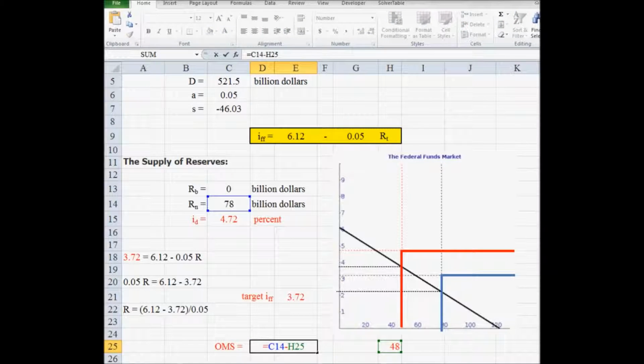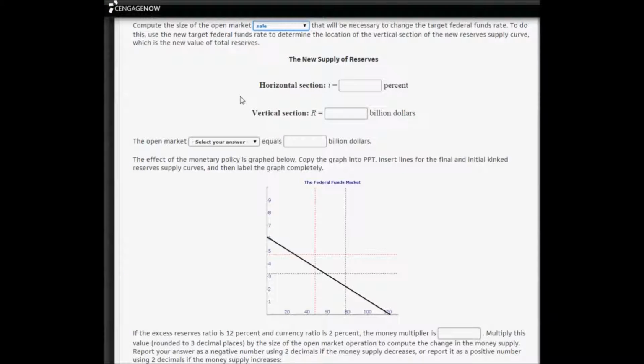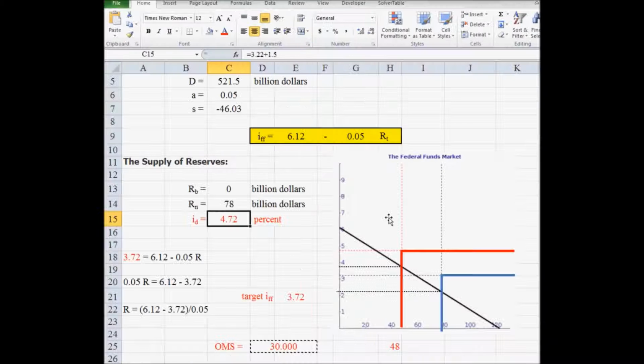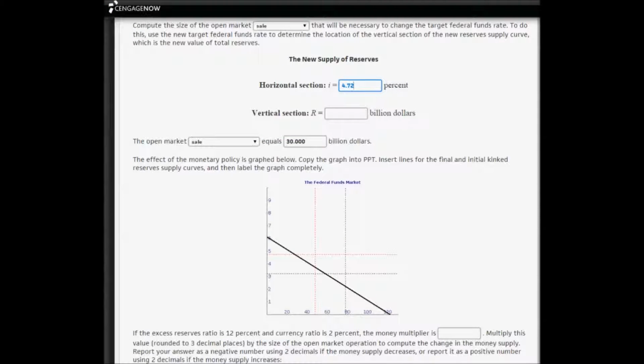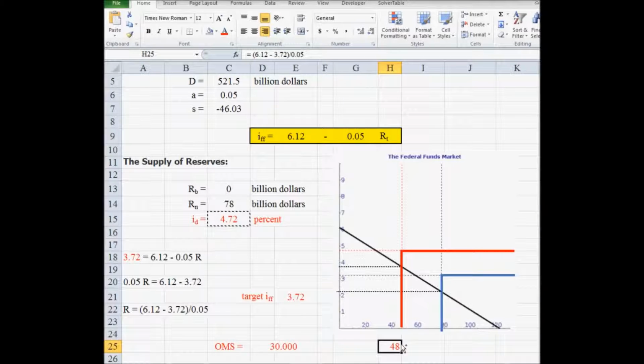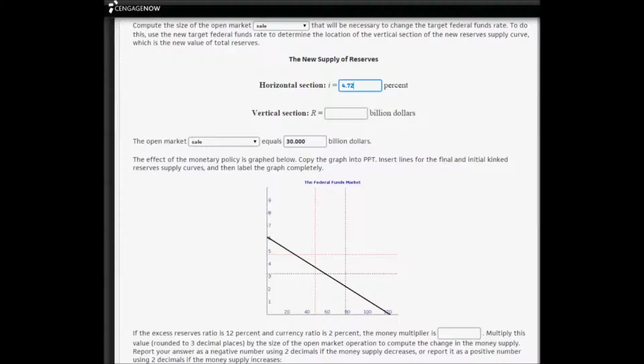And the size of the open market sale is the difference between $78 billion, the initial level of reserves, minus the final level of reserves, $48 billion. The open market sale is $30 billion. The new discount rate was 4.72, and the new level of reserves was $48 billion.